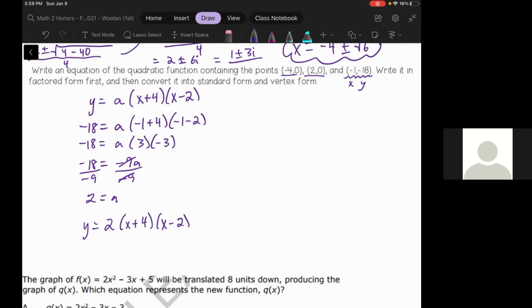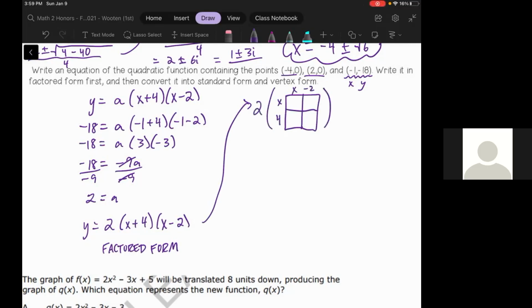Okay, put this in standard form. So let me make sure I make a little note here. So that's my factored form. To put it in standard form, I would need to multiply this out. So I'm going to start by multiplying my (x plus 4) times (x minus 2), but then I have a GCF, so that means I just need to go back and multiply everything inside by 2 once I'm done.